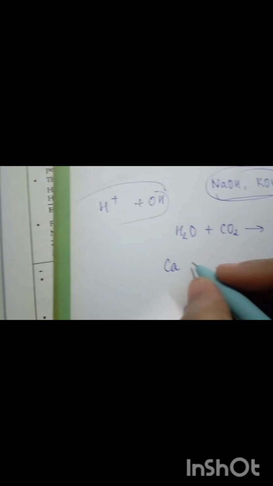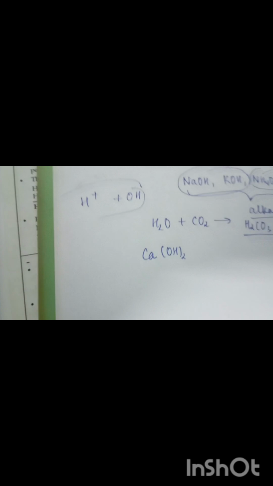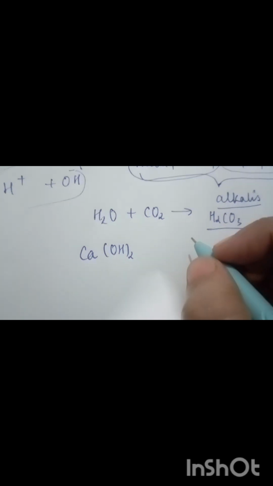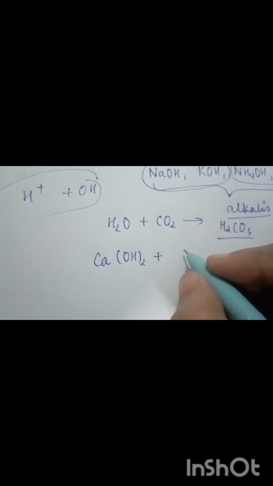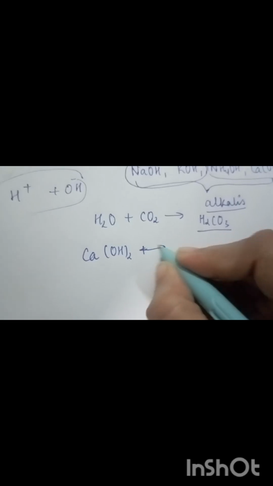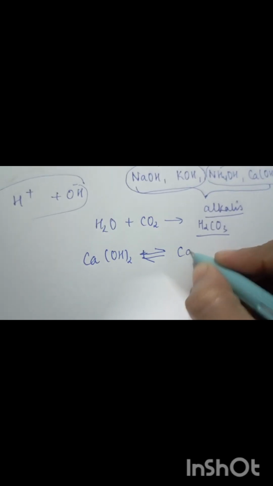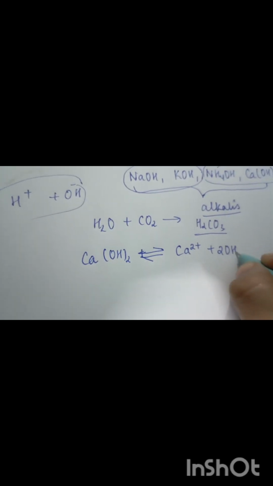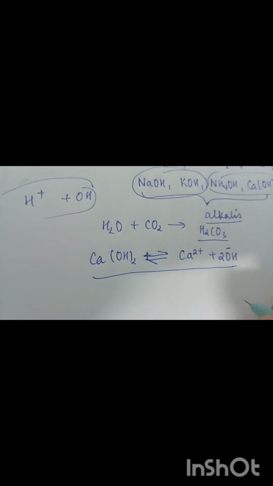Now, how will calcium hydroxide be dissociated? Calcium hydroxide's formula is Ca(OH)2. Hydroxyl ion's valency is -1 and calcium's valency is +2. So you have to take 2 hydroxyl ions with 1 calcium ion. Now it will dissociate in its solution as Ca2 plus and 2 OH minus. And being a weak alkali, it will not dissociate completely. Hence, its aqueous medium will contain undissociated calcium hydroxide molecules as well.